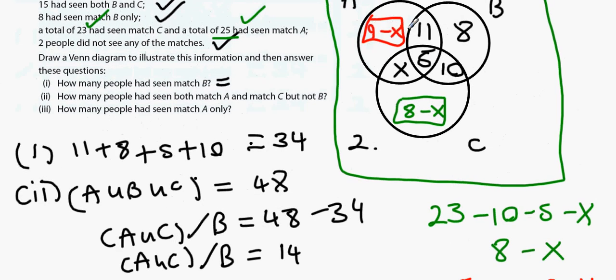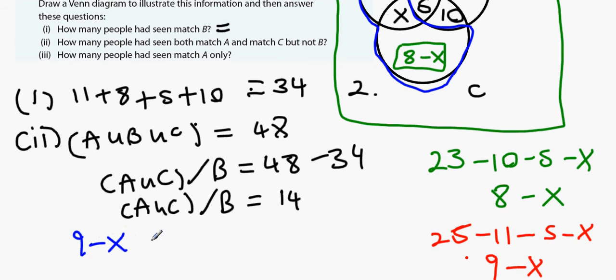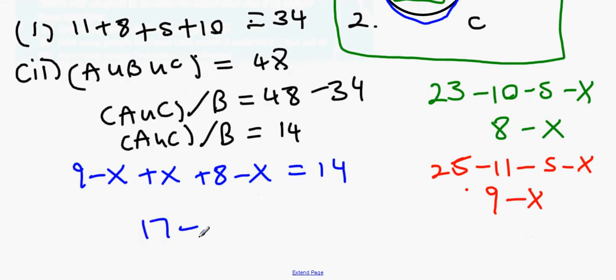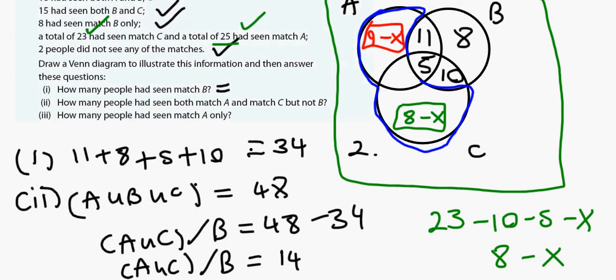Now, what we know about this blue area here is that these are the people who've seen A or C, but haven't seen B. What we know is that that equals 14. So we know that 9 minus X plus 8 minus X equals 14. Adding 9 and 8 together gives 17 minus X equals 14. Therefore X has to equal 3. So this number in here, which was X, equals 3.